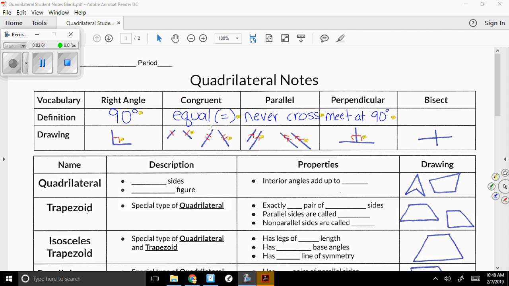And our last new vocabulary word that we're going to talk about is bisecting. If something is bisected, it is cut in half. So if two lines bisect each other, that means that the part on the left is an equal measure to that part of the line on the right. And that also means that the part on top is equal measure to the part on the bottom. So remember, if it's the same number of marks, that means that those two pieces go together.